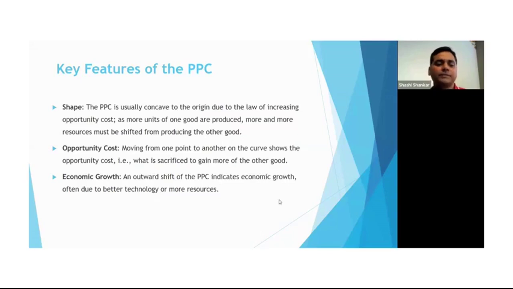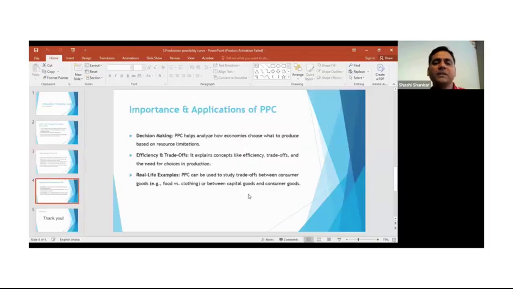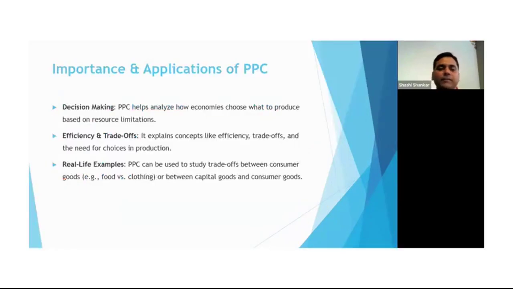Moving to the next, that is the importance and applications of the production possibility curve. It helps in decision making, definitely. PPC helps analyze how economies choose what to produce based upon the available or limited resources. So it helps in decision making, to analyze, to understand, and come to a conclusion about what to produce.